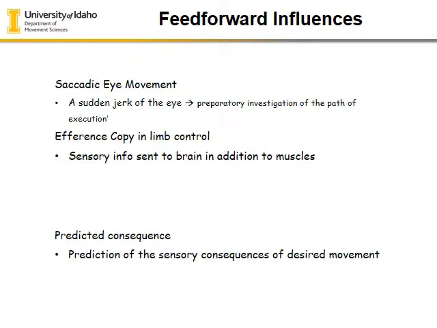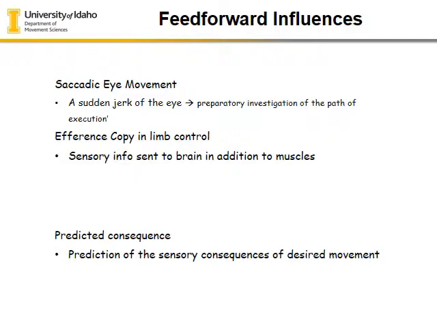Then we also have things like part of the influence that come from these feed-forward systems or are beneficial towards this is the saccadic eye movement, and that is that sudden jerking of the eye. This is the ability to really investigate the path of execution with the quick movements of the eye. And then you have the efference copy of the limb control, and this is really the information that's sent from the periphery, and this goes back to the walking example I just used, to quickly give us an idea of where our limbs are, and it better allows us to control our motion.